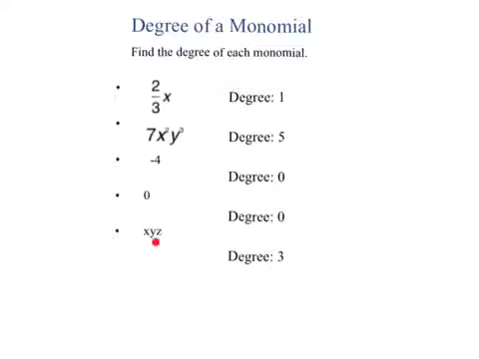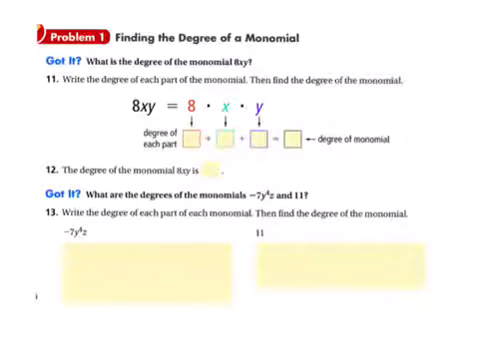Here we have the variables x, y, and z. Each one has an exponent of 1. So 1 plus 1 plus 1 makes a degree of 3. Here's one for you to try. Take a moment, pause this video, work through as far as you can, then restart the video.